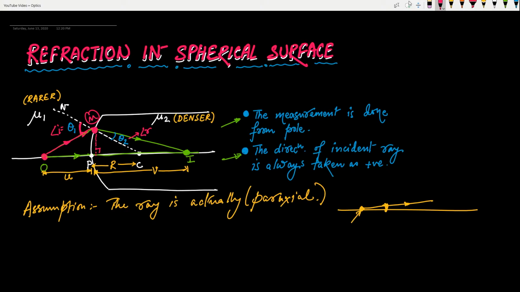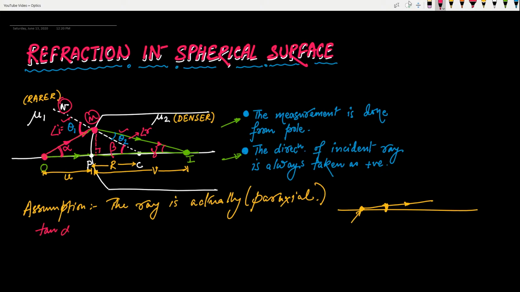Now let's understand. This θ1 is the incident angle and this θ2 is the refraction angle. Now we'll take into account some other angles. The angle made by the incident ray with respect to the principal axis will be taken as alpha. We know that this dotted white line is the normal, and the angle that the normal makes with the principal axis is beta, and the angle that the refracted ray makes with the principal axis is gamma. Don't worry, things will become very clear.